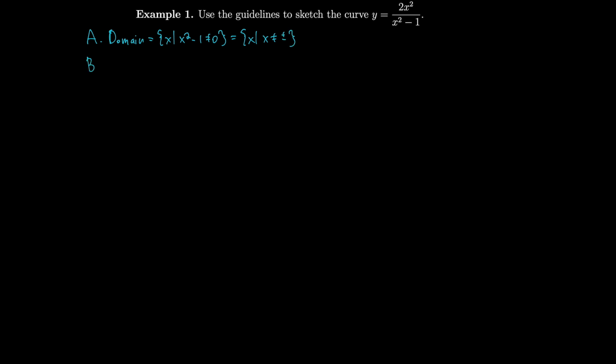For b, we need our intercepts. Notice that the x and y intercepts are both 0, because if you plug in 0 for x, you get 0 for y, and if you're looking for when y is 0, that's when x is 0.